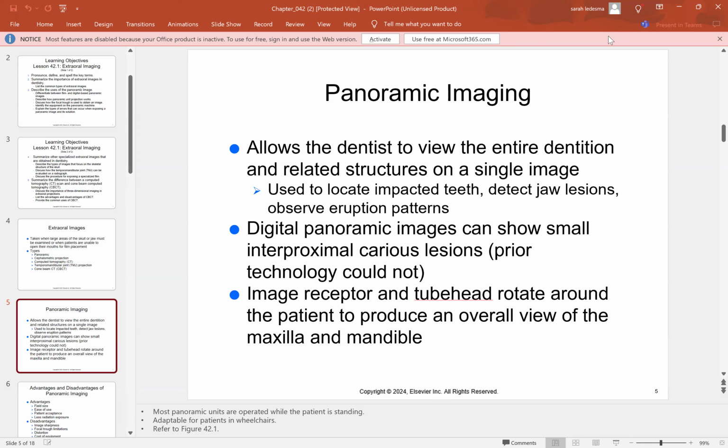Panoramic imaging allows the dentist to view the entire dentition and related structures on a single image. It is used to locate impacted teeth, detect jaw lesions, and observe eruption patterns. Digital panoramic images can show small interproximal carious lesions. Image receptor and tube head rotate around the patient to produce an overall view of the maxilla and mandible.